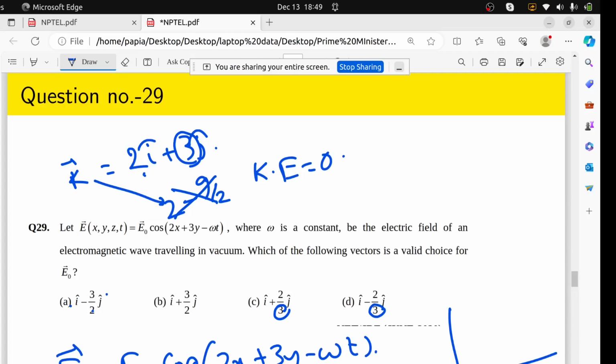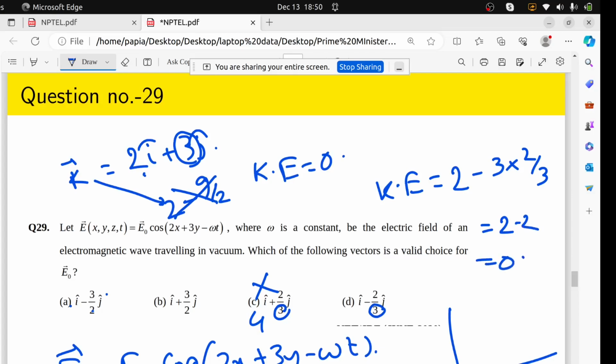Now come here, 2 into 2 plus 2, that means it is coming as 4. So this one will also not be the one. Now see this one, K dot E. Now if I write here 2 minus 3 into 2 by 3, so it is coming 0. So this one will be the correct one for that.